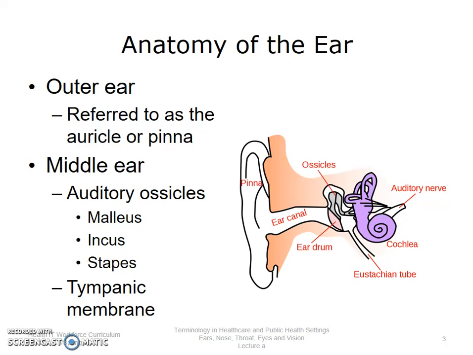The vibrations are transmitted through three tiny bones referred to as ossicles in your middle ear. The bones in the middle ear are named after their shapes. The malleus is shaped like a hammer, the incus is shaped like an anvil, and the stapes is shaped like a stirrup. The malleus is attached to the tympanic membrane. The tympanic membrane, or eardrum, is a thin partition located between the external auditory or ear canal and the middle ear.